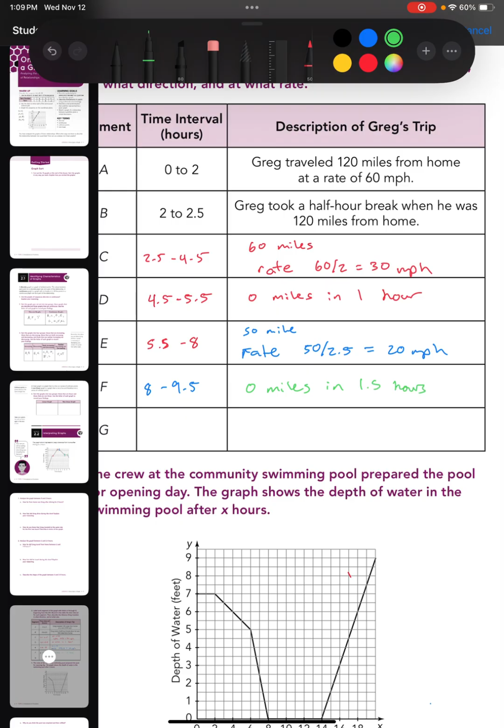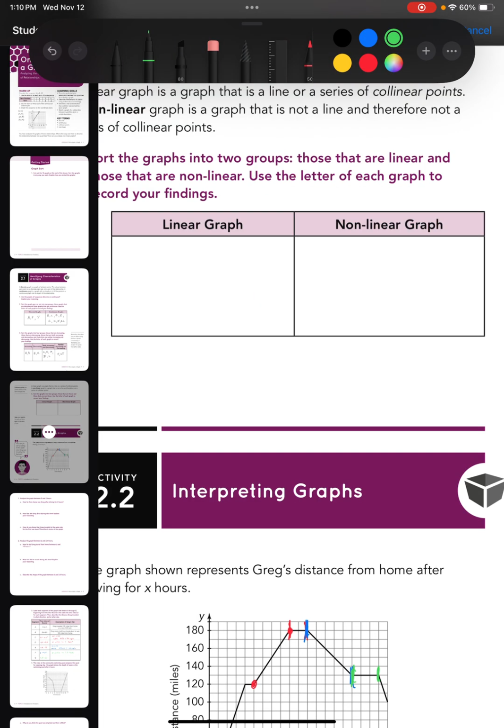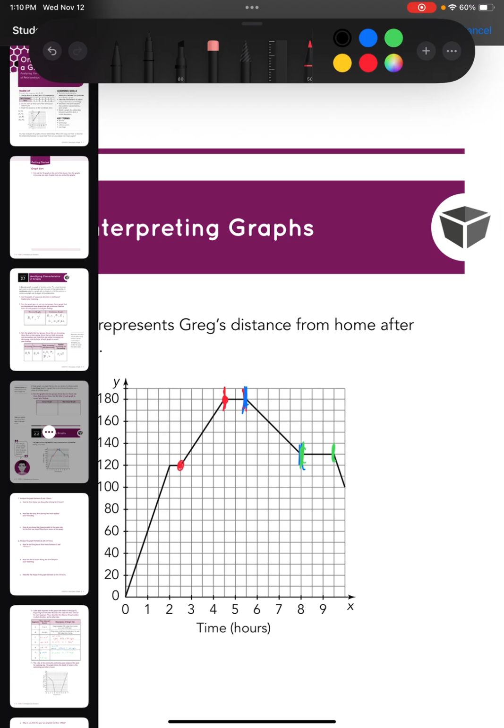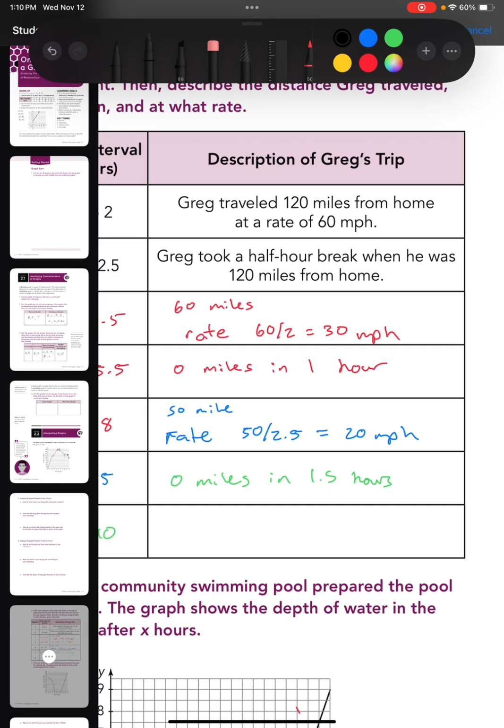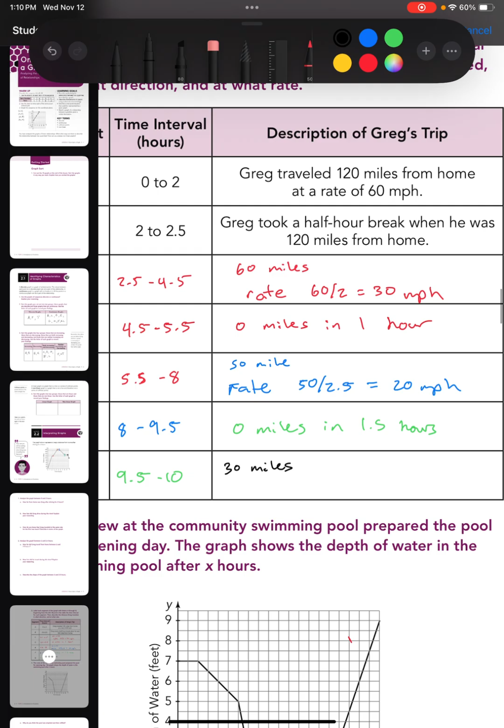And then last, 9.5 to 10. Again, going back to our graph, change colors one more time. So from 9.5 to 10, he went from 130 miles down to 100. So he went 30 miles. And traveled a half an hour, so a rate of 30 miles divided by 0.5 hours, and we're going to get that he was going 60 miles per hour. So 30 miles in a half hour, 60 miles he would have been going in 1 hour.